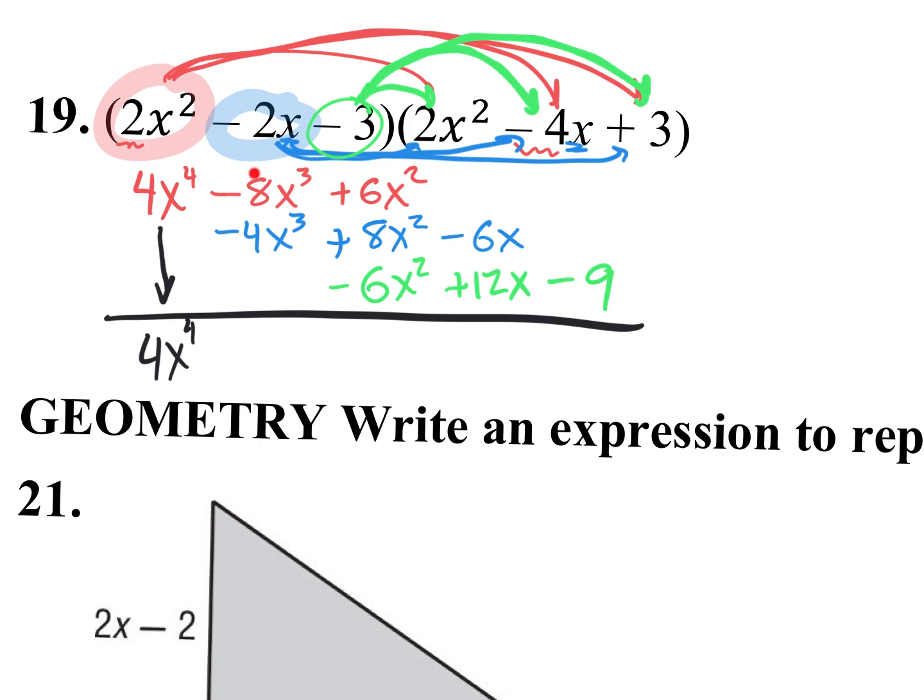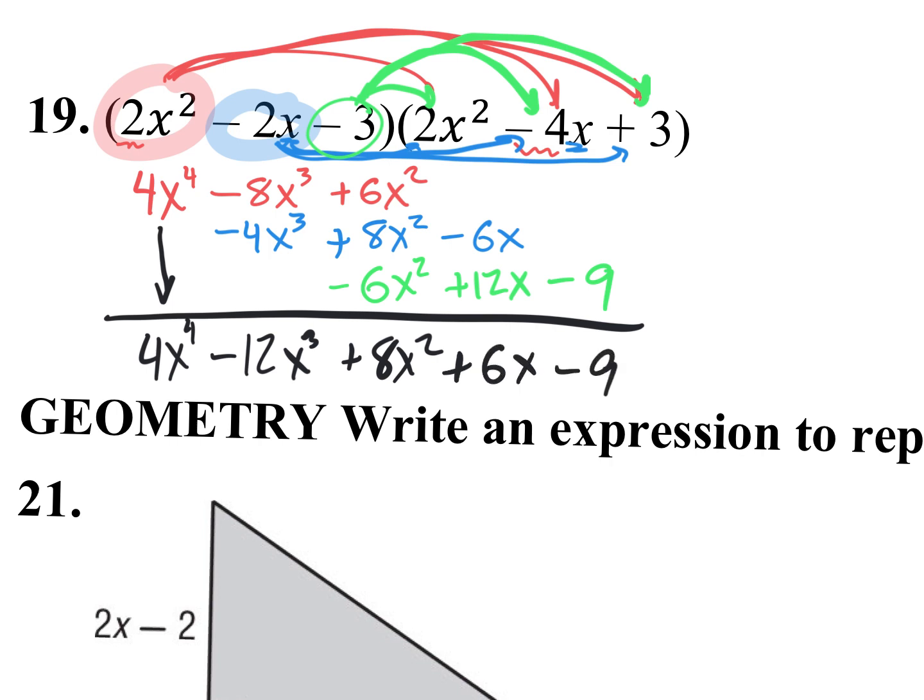Now when you combine the negative 8 and the negative 4, you owe 8, you owe 4, you're going to owe 12 of those x to the thirds. And then right here, the positive 6x squared and the negative 6x squared, those guys cancel out and you're left with positive 8x squared. And then over here, you owe 6, you have 12, you're going to have 6. 6 of what? 6 of x's. And what about that minus 9?